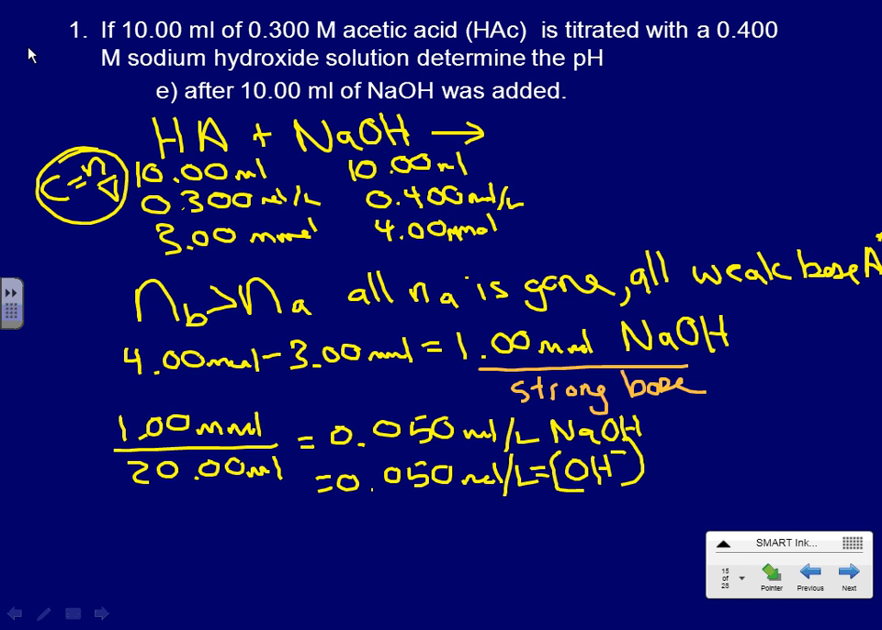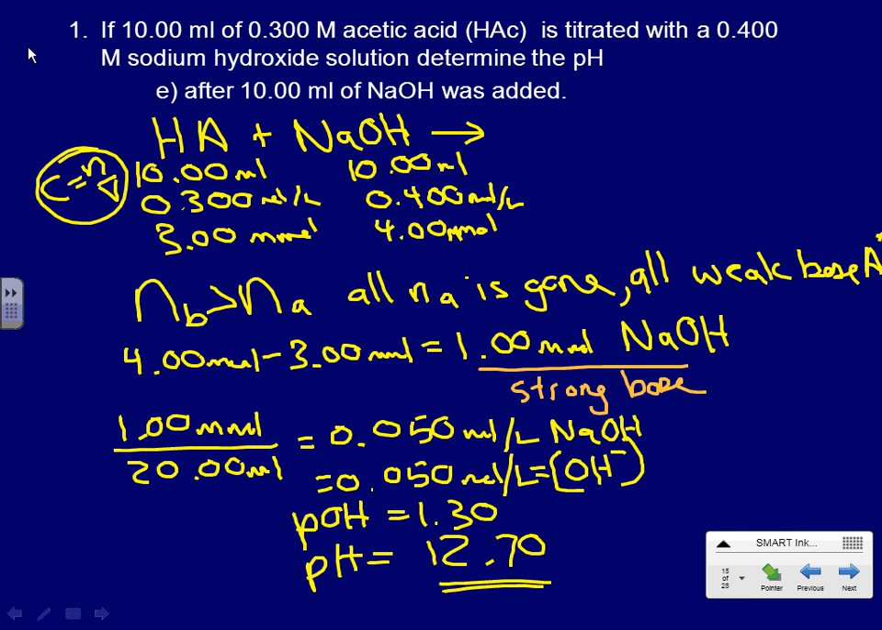I can go straight from that, taking the negative log to a pOH of 1.30, and then ultimately a pH of 12.70. And you'll notice we've blown past the equivalence point. We've gone past it by 1 millimole, and we've got this drastic change and this drastic spike in pH. That's a lot of information to digest, but it is online. You can take your time and you can listen to it again.